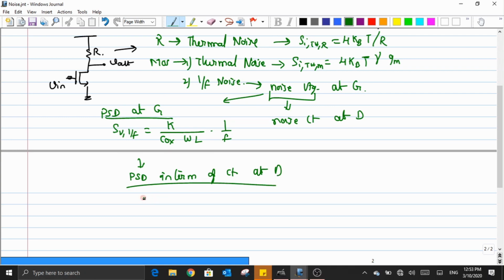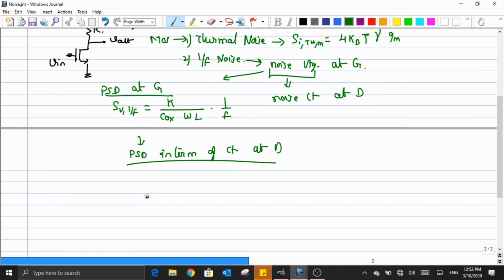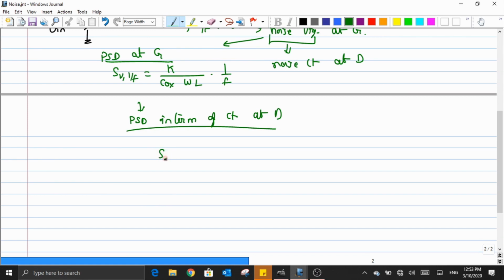At the drain, there is a theorem from your communication course which states that we need a transfer function that has to be squared. So one could convert the power spectral density of one form to the other form through a transfer function squared. Now that transfer function between the gate input and the drain output is nothing but the Gm. And this value of Gm has to be squared with this power spectral density.